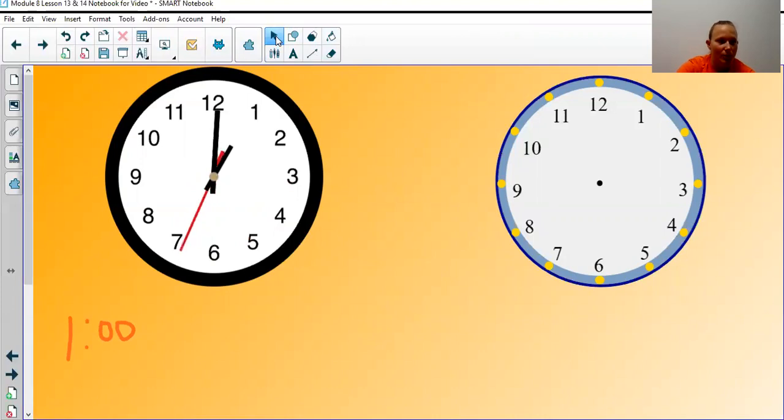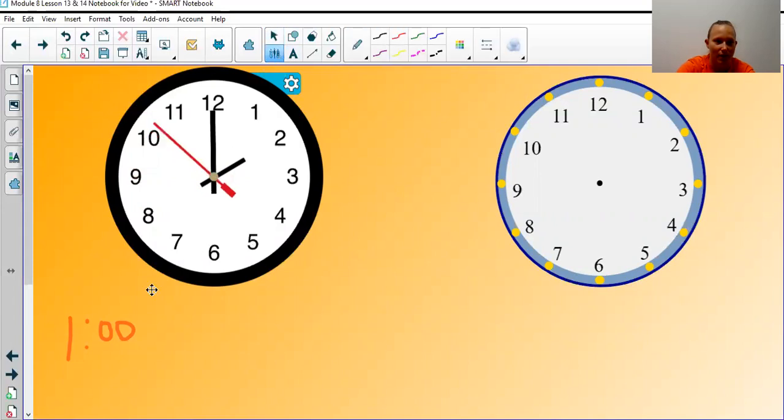So when the minute hand is at the 12, it is the start of a new hour. And when the minute hand goes all the way around the clock, that's 1 full hour. And 1 full hour is equal to 60 minutes. Now, when I moved my minute hand all the way around, you can see my hour hand moved from the 1 to the 2. So after 1 whole hour, it is now 2 o'clock. And we would write that like this.